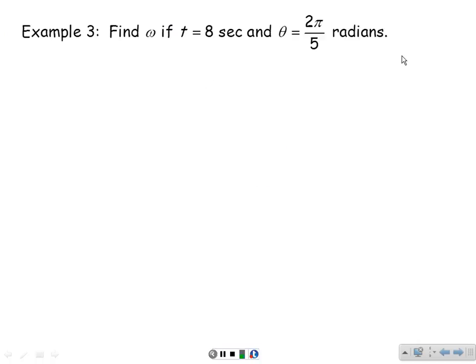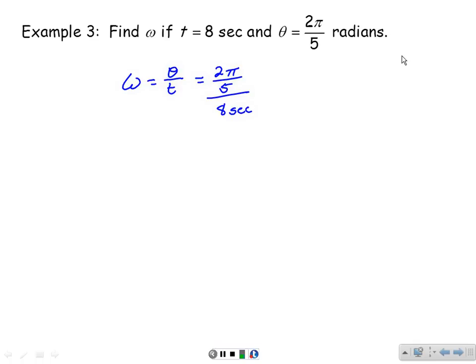Alright, let's try another one. It says find omega, your angular speed, if time is 8 seconds and theta is 2 pi over 5. So we know that omega is equal to your angle divided by time. It's the change in your angle per time. So theta is 2 pi over 5 radians, and your time is 8 seconds.